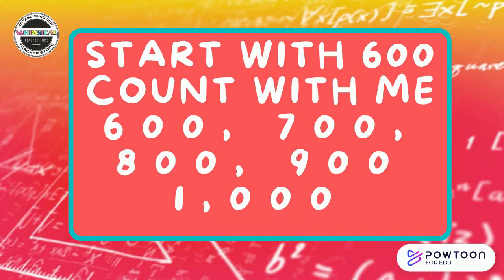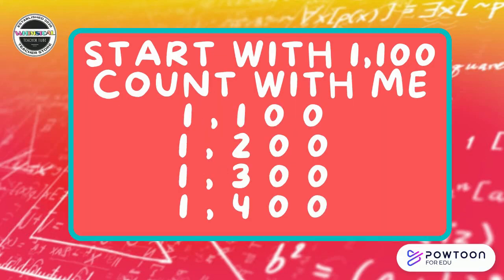Start with 600. Count with me. 600, 700, 800, 900, 1,000. Start with 1,100. Count with me. 1,100, 1,200, 1,300, 1,400.